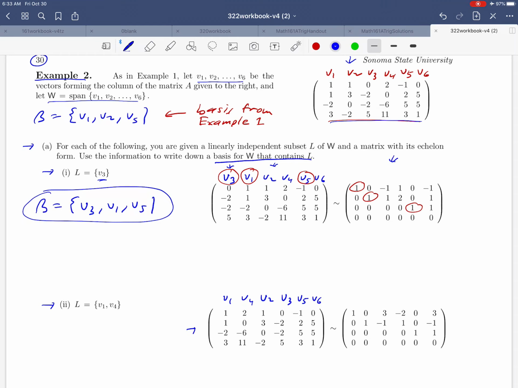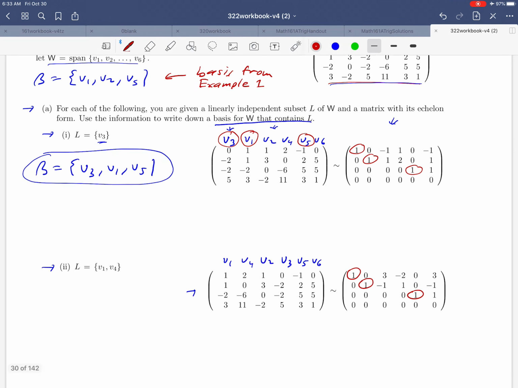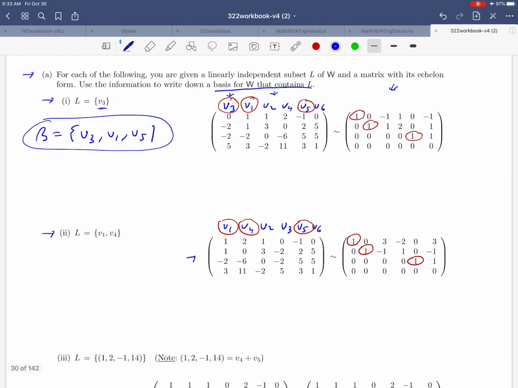And if you do row operations on this, and spot your pivot positions, there they are. And so this time, our general algorithm here picks out these three vectors. And so we know then that those three vectors would also be a basis for W: v1, v4, and v5. And by making v1 and v4 the first two columns in our matrix, that guaranteed that they're going to be part of our basis.